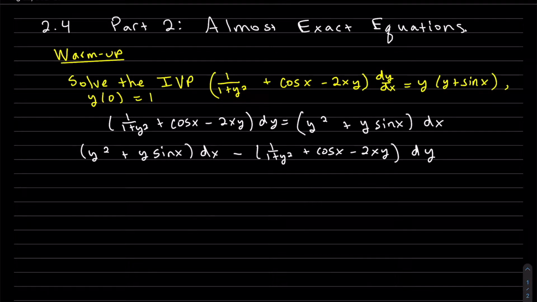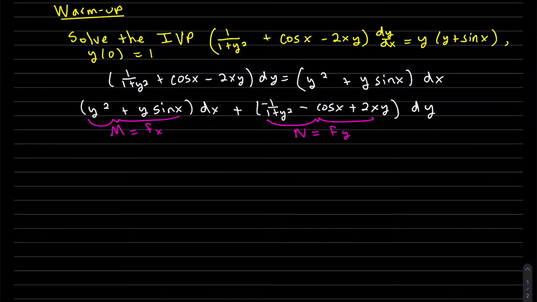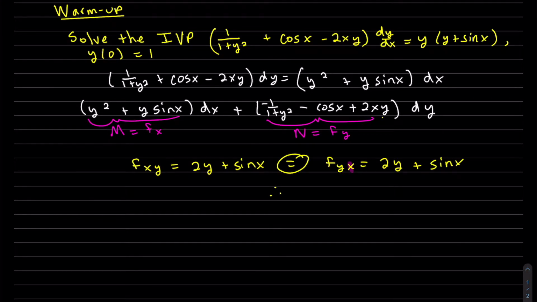And I think I'm going to distribute this. This is M. So this side is in terms of x, so that's 0. Since these are equal, it is exact.